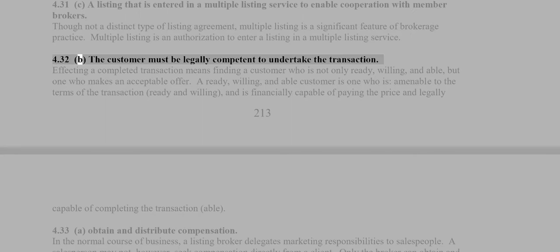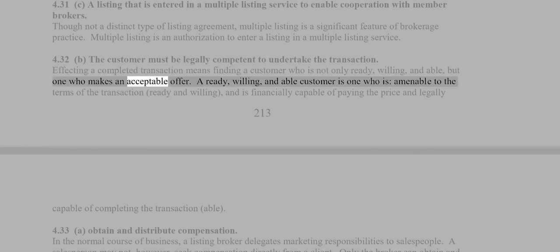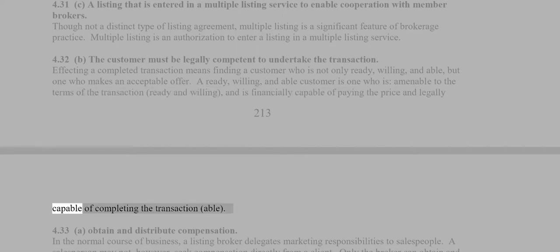4.32 b. The customer must be legally competent to undertake the transaction. Effecting a completed transaction means finding a customer who is not only ready, willing, and able, but one who makes an acceptable offer. A ready, willing, and able customer is one who is amenable to the terms of the transaction, ready and willing, and is financially capable of paying the price and legally capable of completing the transaction, able.